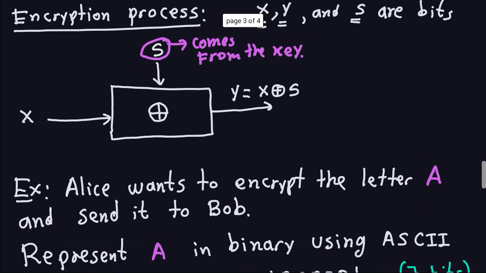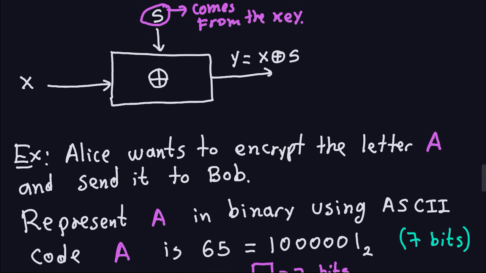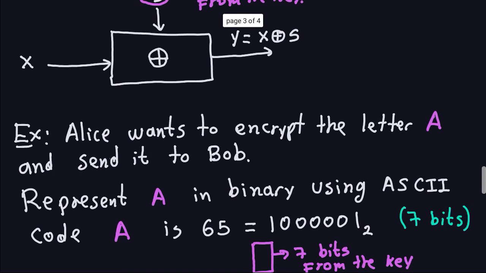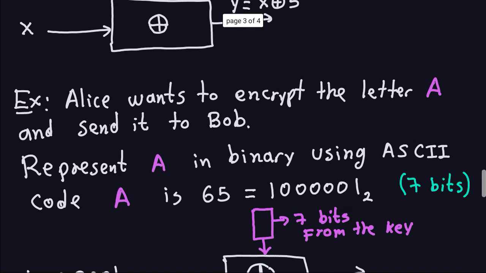For example, let's say Alice wants to encrypt the letter A and send it to Bob. So the same situation we had before. One way we can do this, and this is not the only way, is to look at the representation of the letter A in binary. To do that, we can use the ASCII code. So you represent the letter A in binary using the ASCII code. Now, if you don't know what that means, remember I went over it very briefly in the previous video, about what the ASCII code is.